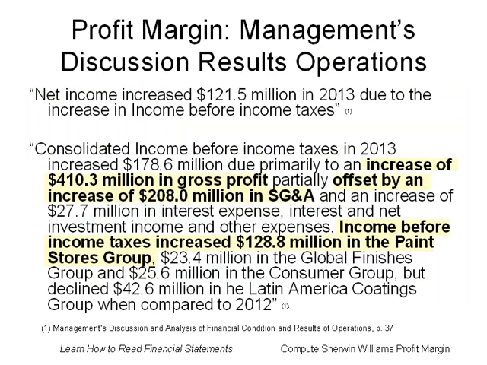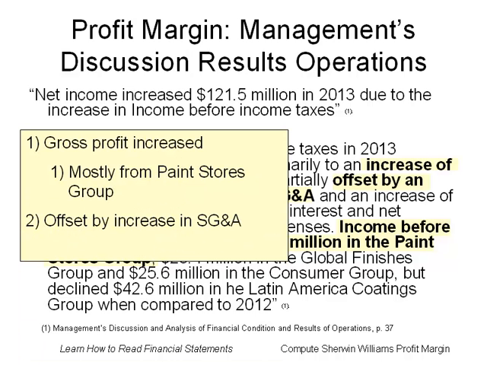If we look on page 37, we see that management discusses the gross profit. They are saying that profit increased primarily due to an increase of $410.3 million in gross profit, partially offset by an increase of $208 million in selling, general, and administrative expense. Profit mostly increased from the paint stores group. We could therefore summarize that the gross profit increased mostly from the paint stores group, and that this was offset by an increase in selling, general, and administrative expense.